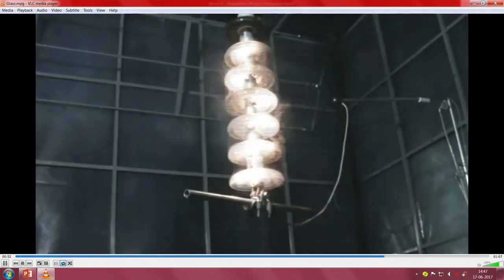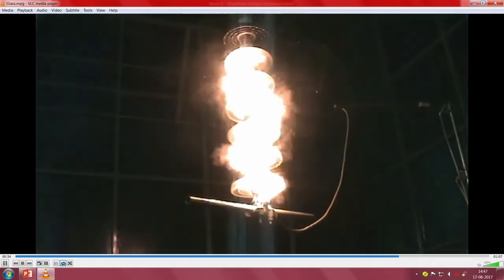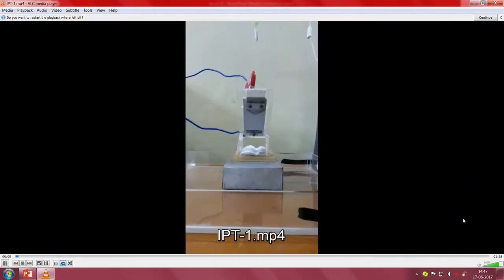This is one of the experiments for conducting the wet and pollution tests. Here you see the entire flashover across the string. During the flashover you also observe hot fumes, like smoke, coming out during the flashover process.